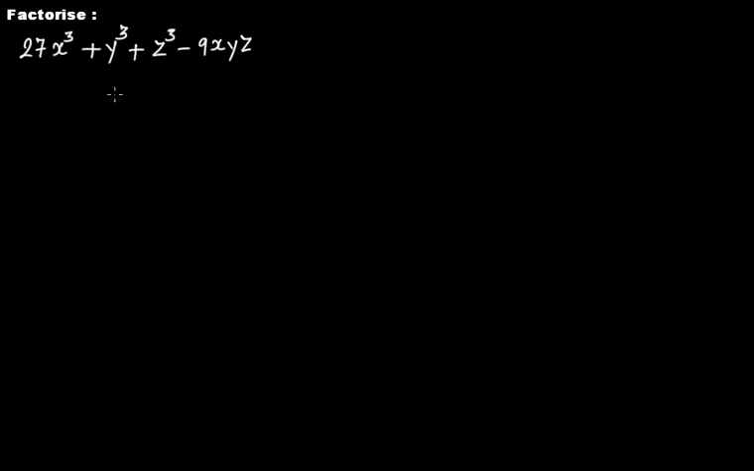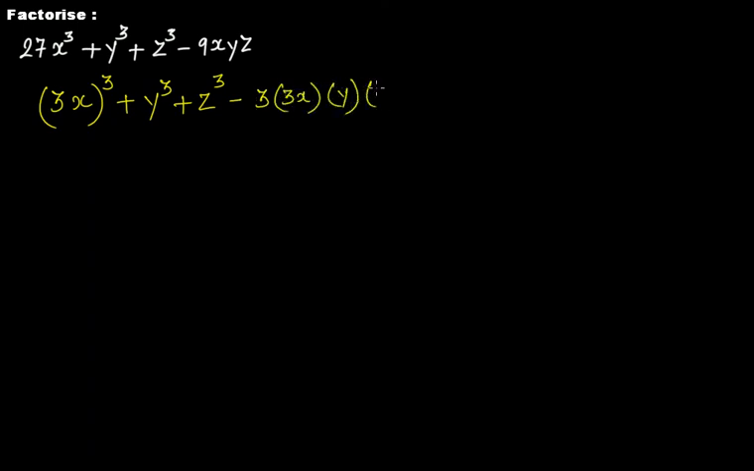Now here you have to factorize 27x cubed plus y cubed plus z cubed minus 9xyz. Okay, this is 27x cubed, so this is (3 multiplied by x) whole cubed. How? 3 times 3 is 9 times 3 is 27. x times x is x squared multiplied by x is x cubed. And this is y cubed plus z cubed minus 9xyz. Right? 9xyz means 3 multiplied by 3x, that is this term, multiplied by y, that is this term, multiplied by z, that is this term.